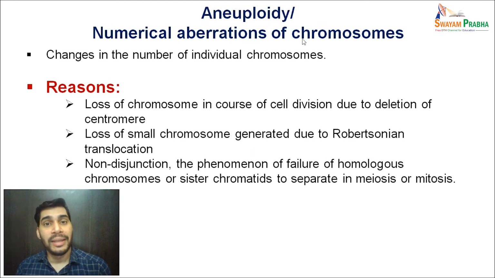Now let us move ahead to the next category of chromosomal aberration, which is the change in the number of chromosomes, or in other words, what we call aneuploidy.